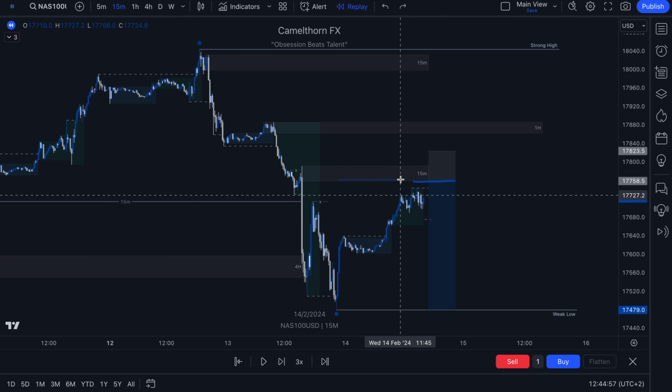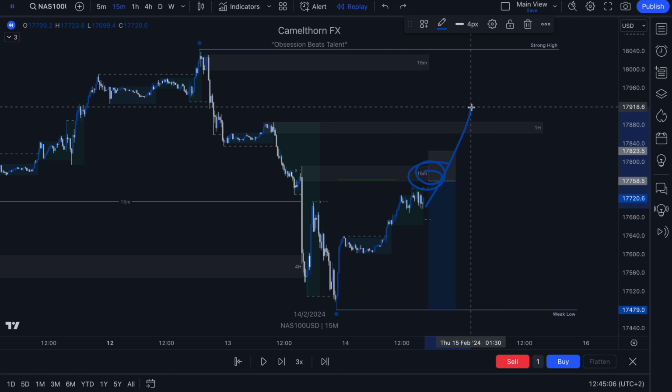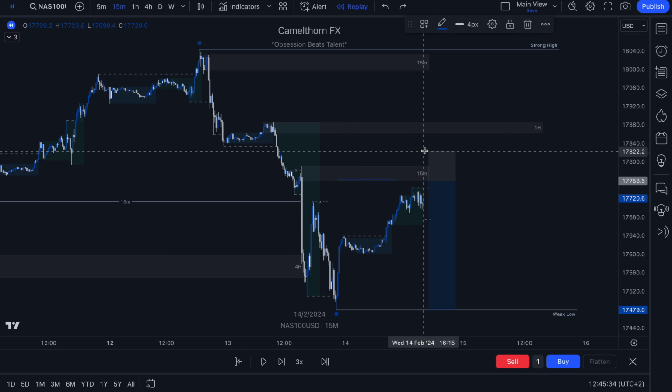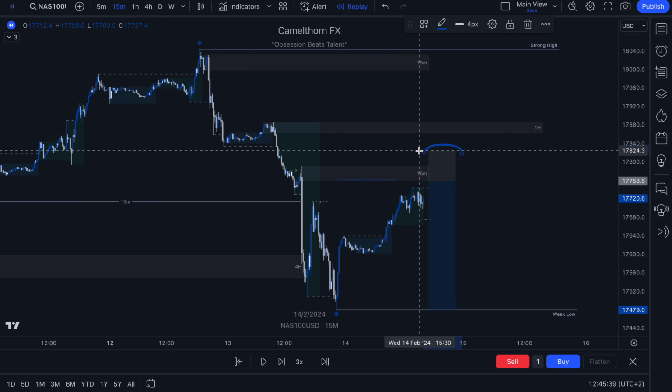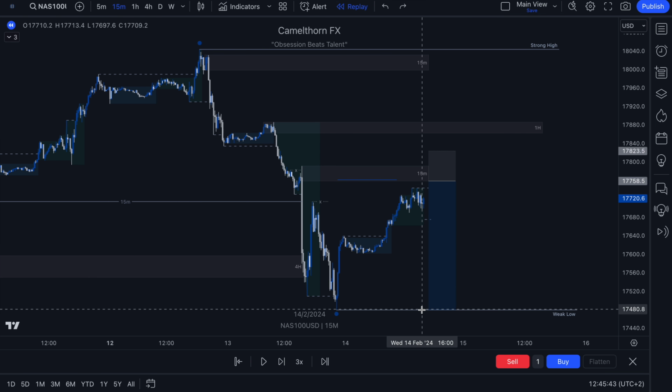I was more than happy to take a trade in this area, even though there was potential for a deeper pullback, purely because of the fact that this POI represented a high probability POI for me in terms of my trading plan. I gave a sufficient amount of breathing room for the trade in terms of my stop loss, which was placed in here. And then I was obviously looking to target the 15-minute weak low down here.